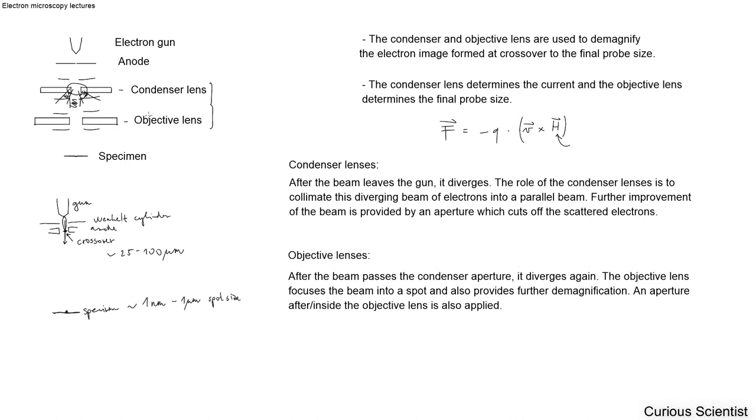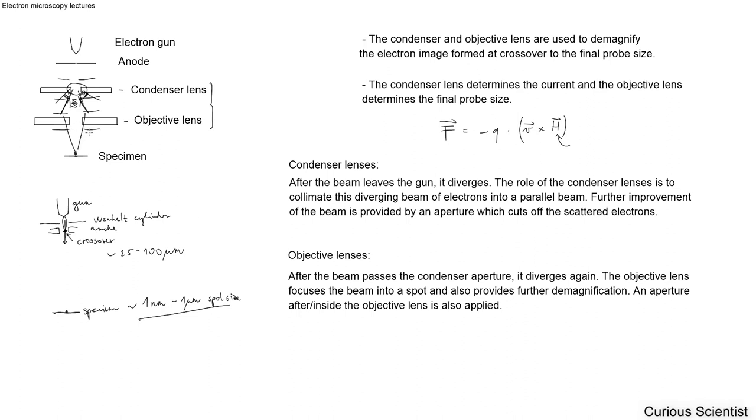So then in the objective lens, after setting the current and some other parameters with the condenser lens, we have another slightly diverged beam that's maybe again cut down by a second set of apertures. And then this objective lens will focus the beam into a spot, which will actually be the spot on the specimen, and it will also provide a further demagnification. So we will finally reach this number here.